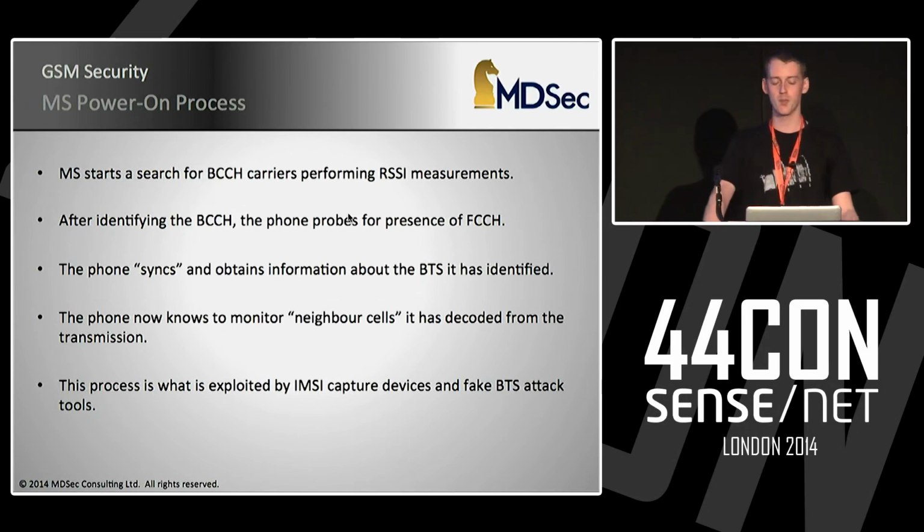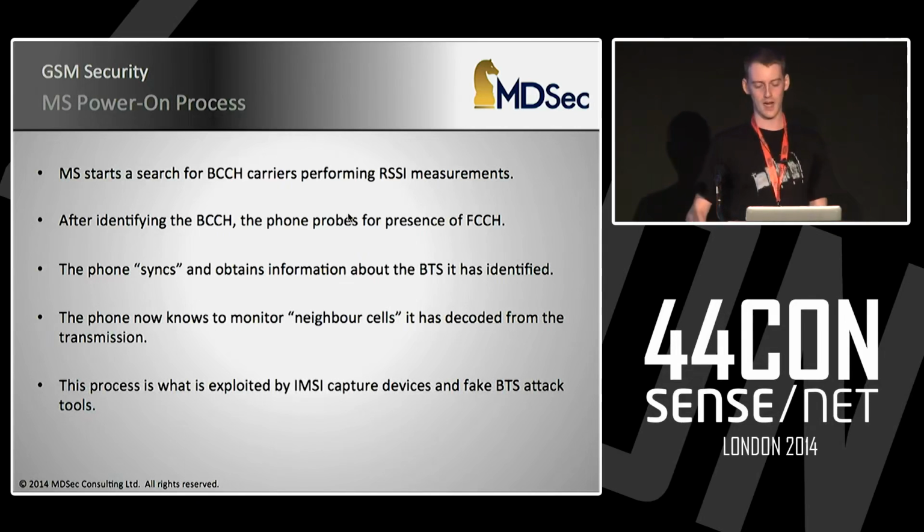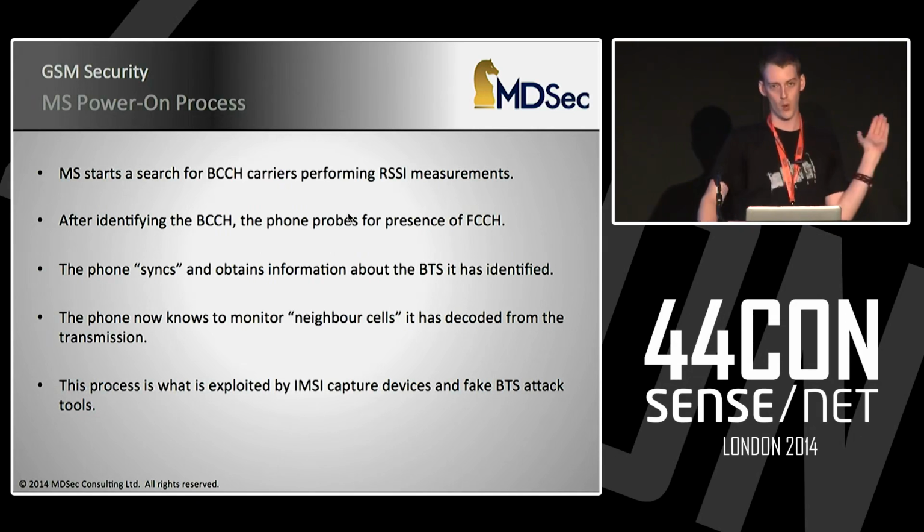The mobile station power on process is when you power on your phone for the first time. This is essentially what your phone does. It will start a search for the broadcast channel of carriers by performing received signal strength indicator measurements. It will perform these power measurements by walking across all of the channels assigned for the GSM band.